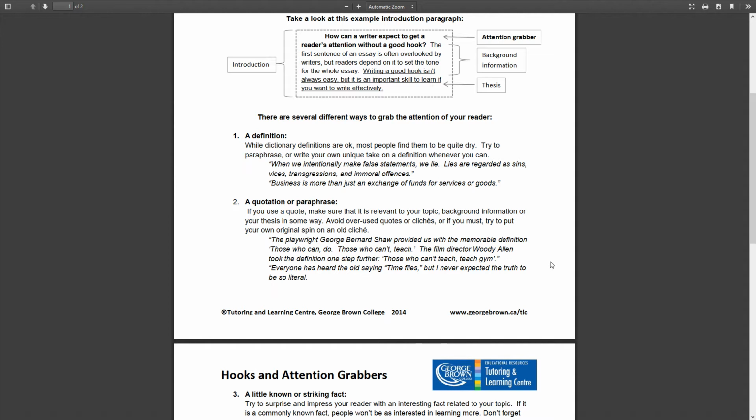So here's an example. The playwright George Bernard Shaw provided us with the memorable definition, those who can do, those who can't teach. Or you could use something like, the film director Woody Allen took the definition one step further. Those who can't teach, teach gym. Everyone has heard the old saying, time flies, but I never expected the truth to be so literal.